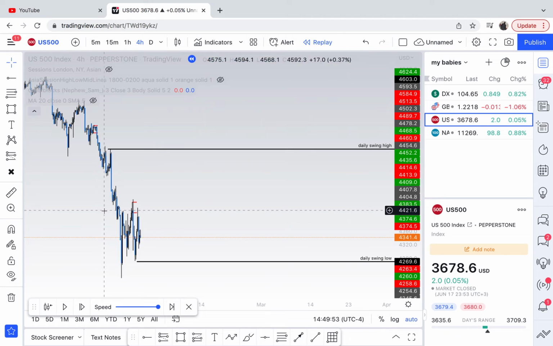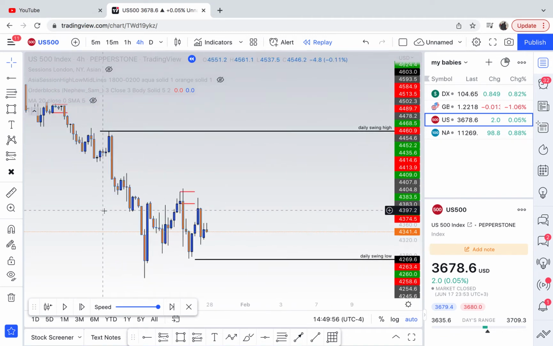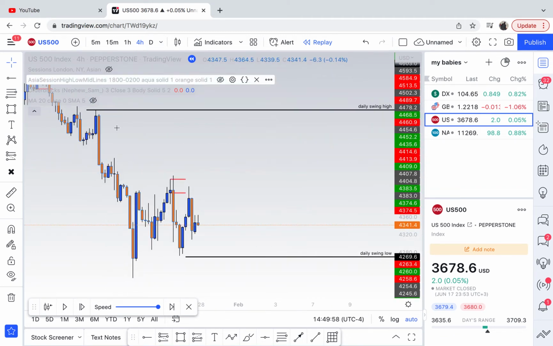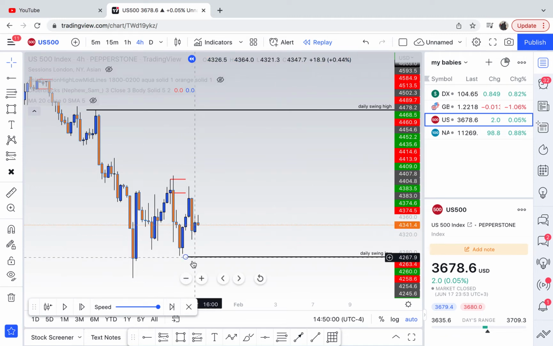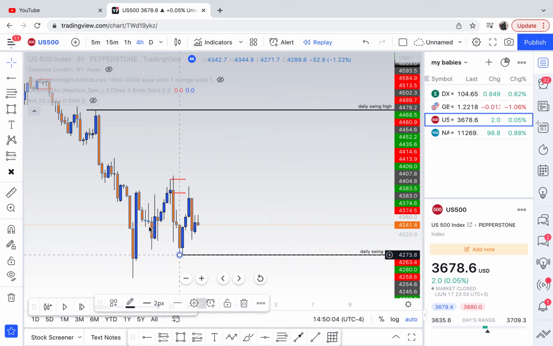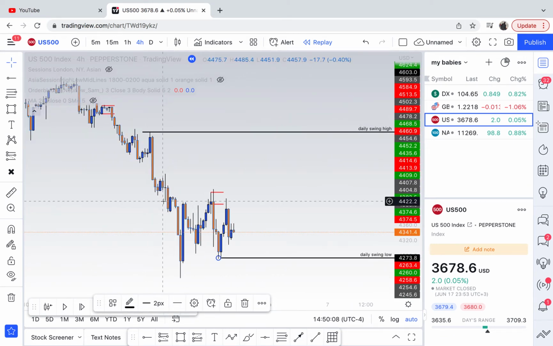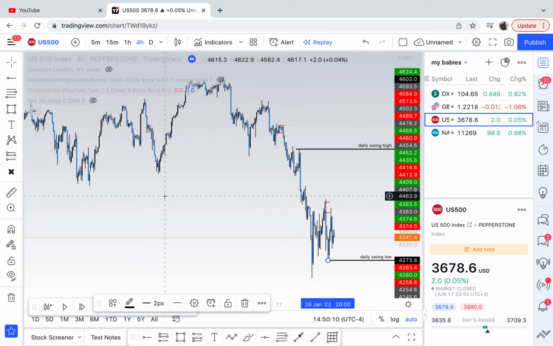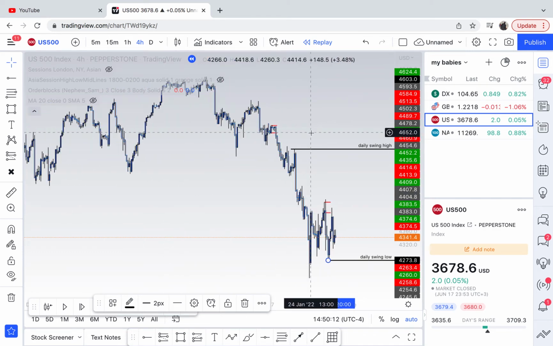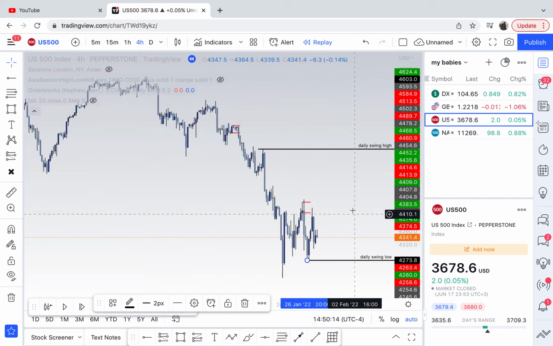All right, so here's a little real life example. We're on the 4-hour time frame, but this is the daily swing high and the daily swing low. Just like I was showing you in the example, we have a downtrend coming into our trading range. This is always a trading range between the daily swing high and the daily swing low.